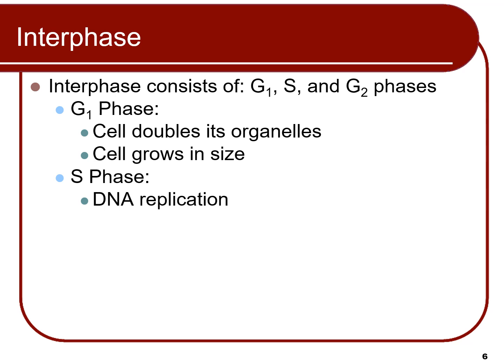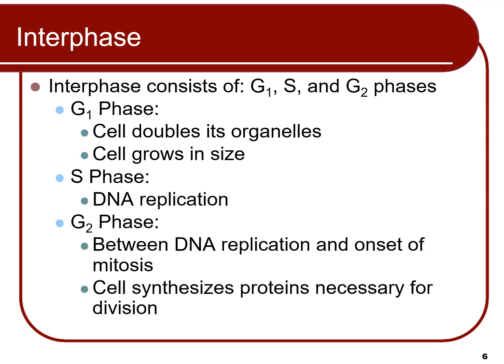And again, G1, this is like a summary of what we already talked about. Cell grows. S phase is when it makes a copy of its DNA. G2 is when it gets ready to divide.